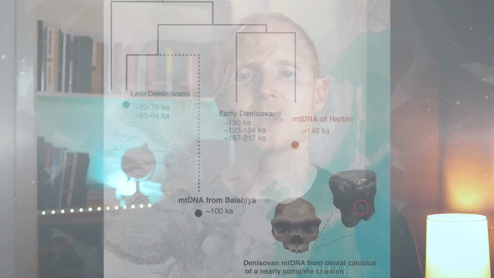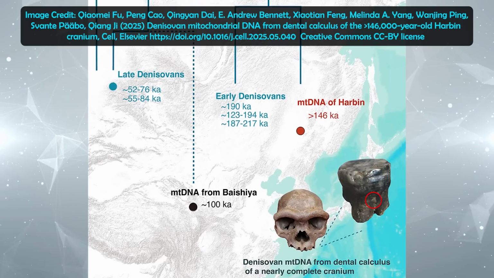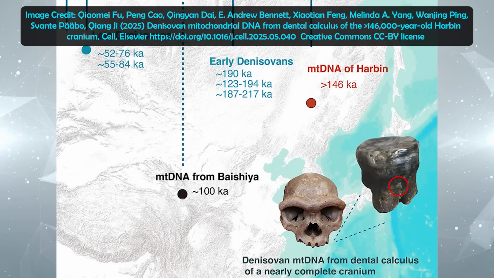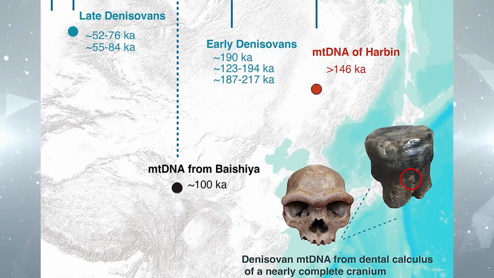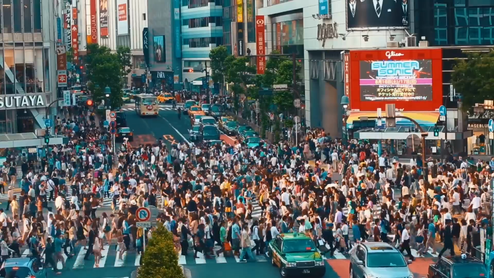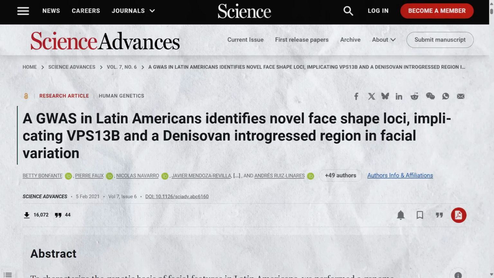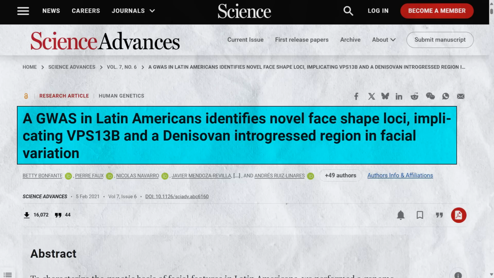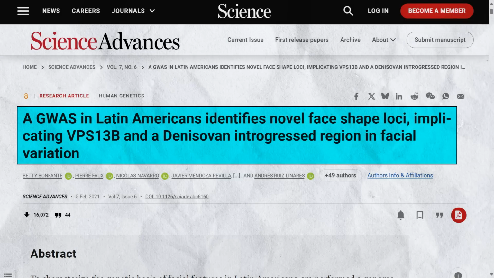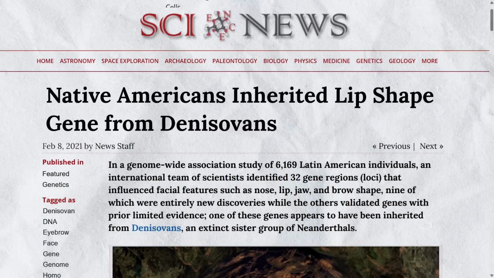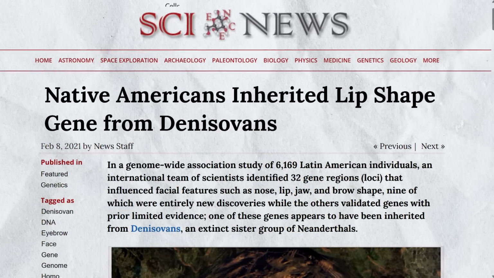Now, genetic studies have found that another ancient human species could have influenced certain features in modern faces, namely the Denisovans. These people lived from hundreds of thousands of years ago until around 40,000 years ago, mainly in Asia. Their DNA is found in several modern human populations, primarily in parts of Asia and Oceania, as well as very low levels in many Native American people. A 2021 study published in Science Advances found that a Denisovan-derived gene variant in TBX15 influences lip shape, particularly lip thickness. This gene was found to be especially common in people with Native American ancestry.